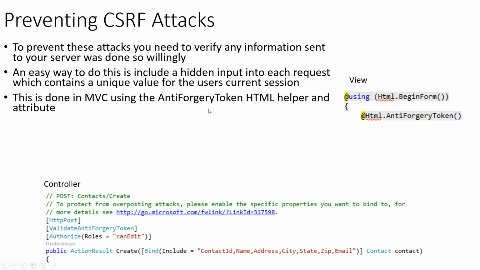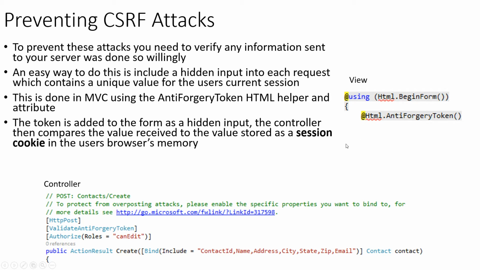And a session might last, say, 5 minutes. And that's what these anti-forgery tokens in ASP.NET MVC are all about. When you begin a form, you add this helper, the anti-forgery token. It adds an extra input to the form that you're building. Then in the controller, you add the ValidateAntiForgeryToken attribute to the method, so it will only be called if the anti-forgery token is valid. And that value is stored in a session cookie in the browser's memory.